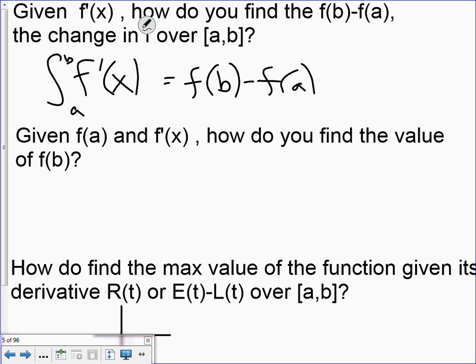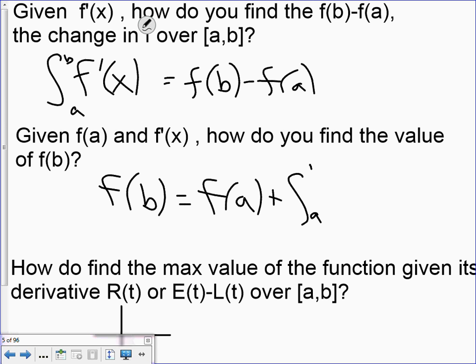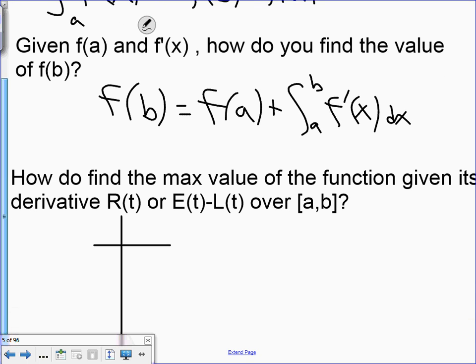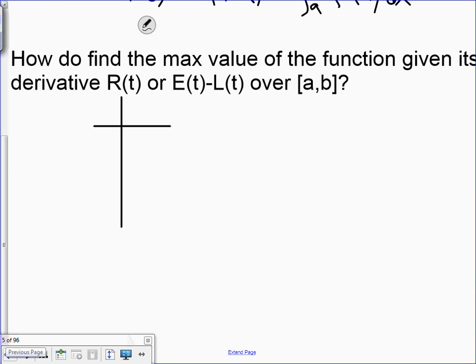Okay, this one you've seen over and over, but I'm just going to keep hitting you with this one. Suppose they give you f of a and they give you the derivative of the function, which will be your r of t or your e of t minus l of t. How do you find the value of f of b? F of a plus the integral of f prime of x. Good. Seen that a lot, right? And I think this is the last one here.